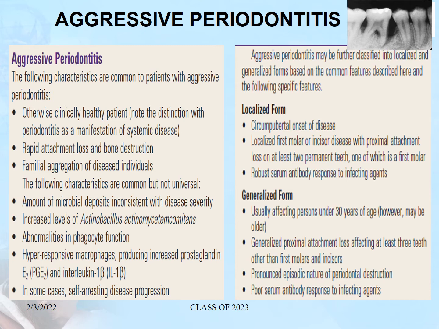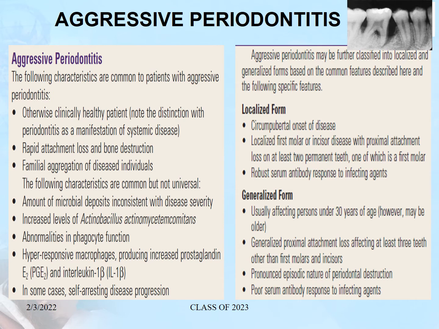There is going to be family aggregation of the disease, which means that if I ask the individual with aggressive periodontitis whether his father or his sibling had a similar situation, he would reply yes. So these 3 characteristics, that is an otherwise clinically healthy patient, rapid attachment loss and bone destruction, and family aggregation of the disease, are the primary features of a person with aggressive periodontitis. Whereas there are secondary features which are common but not universal, that is the amount of microbial deposits is inconsistent with disease severity.